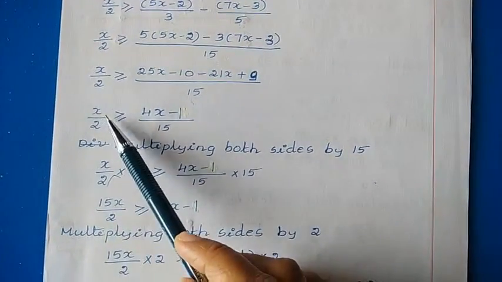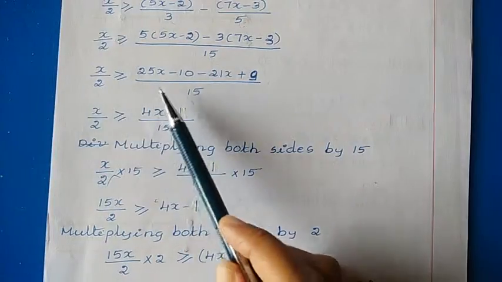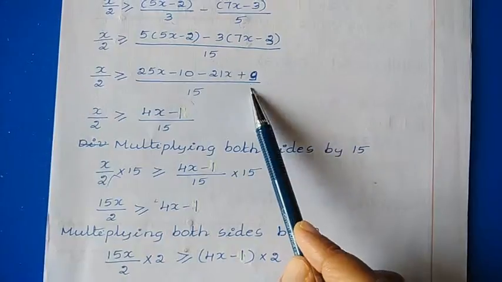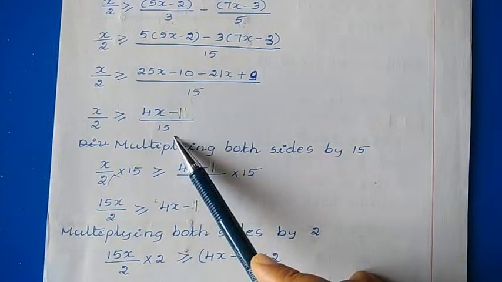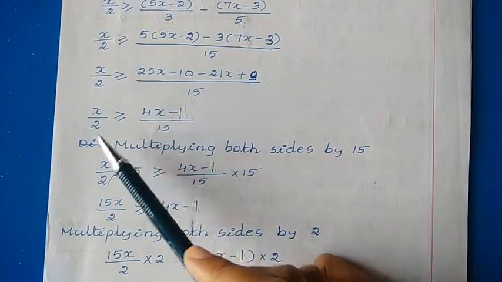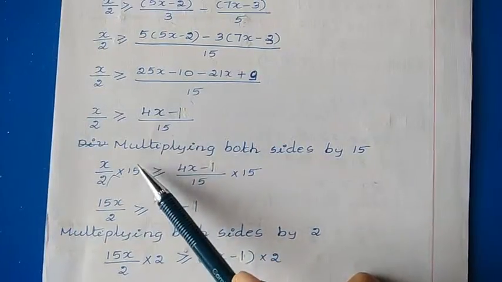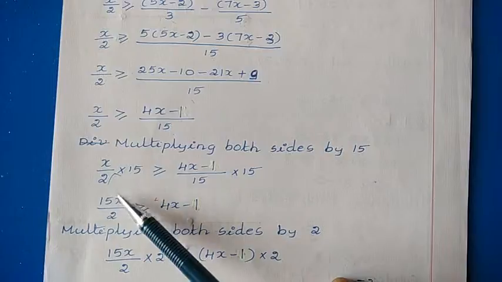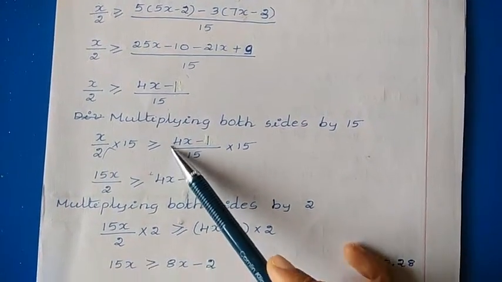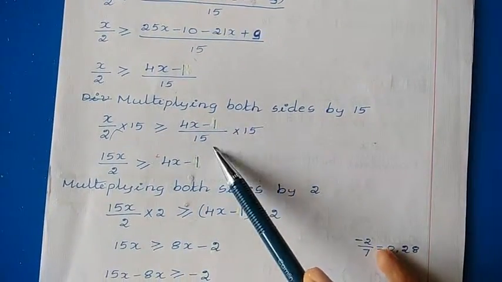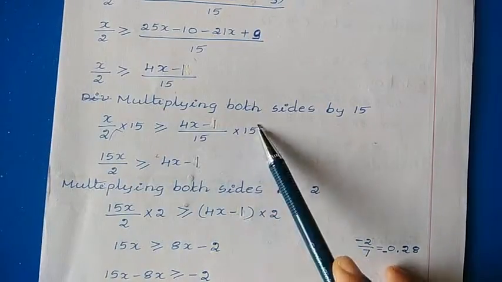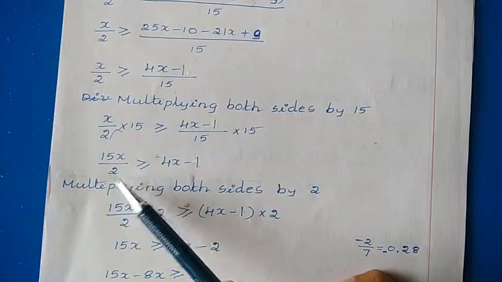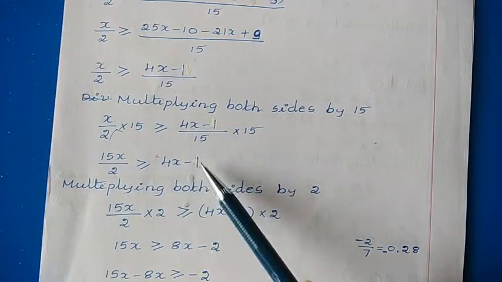Then we get here x divided by 2 greater than or equal to 25x minus 21x, which is 4x, minus 10 plus 9, that is minus 1, divided by 15. Now we have to eliminate this 2 as well as 15. So multiply both sides by 15. Then we get here x divided by 2 into 15 greater than or equal to 4x minus 1 divided by 15 into 15. This 15 and this 15 will get cancelled. So we get here 15x divided by 2 greater than or equal to 4x minus 1.